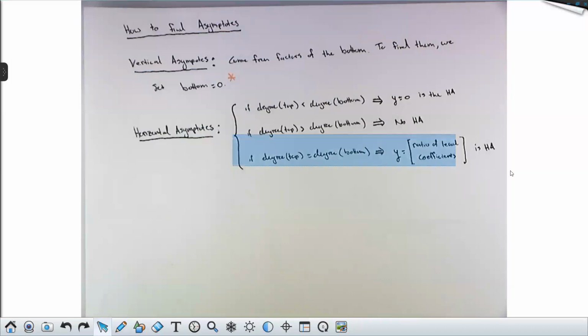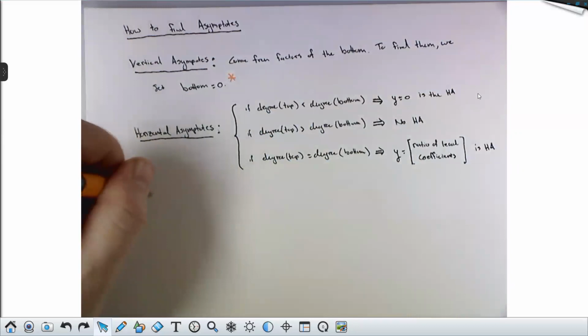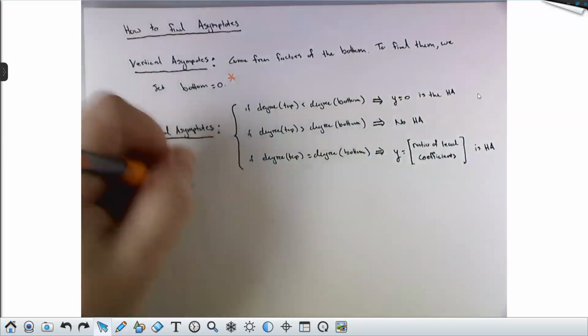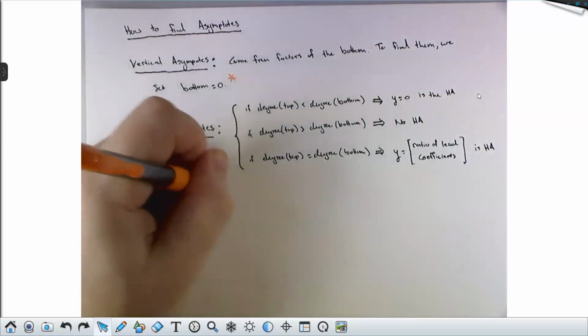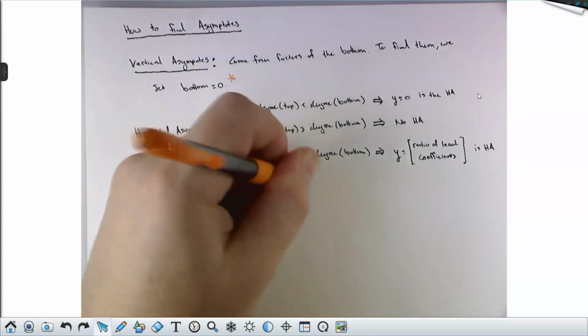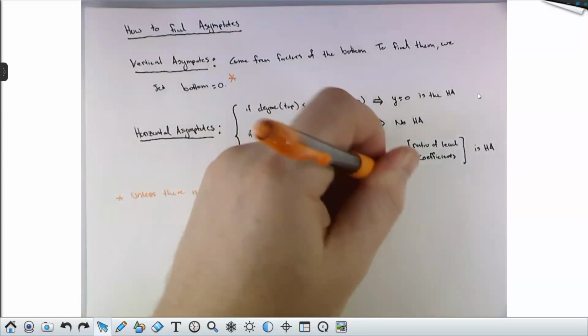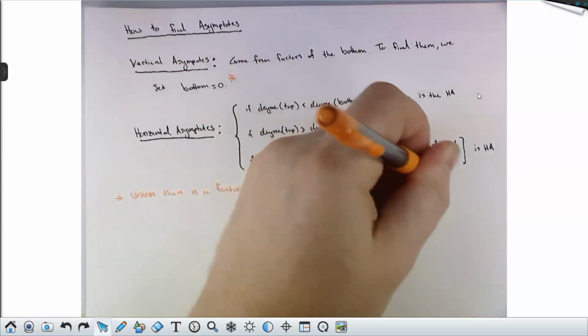Obviously it's this bottom one that's a little bit more complicated than the others, so we're going to take a look at some examples. Thankfully, this rule does always work for rational functions. The vertical asymptote asterisk applies unless there is a factor shared between the top and the bottom, which can create holes.